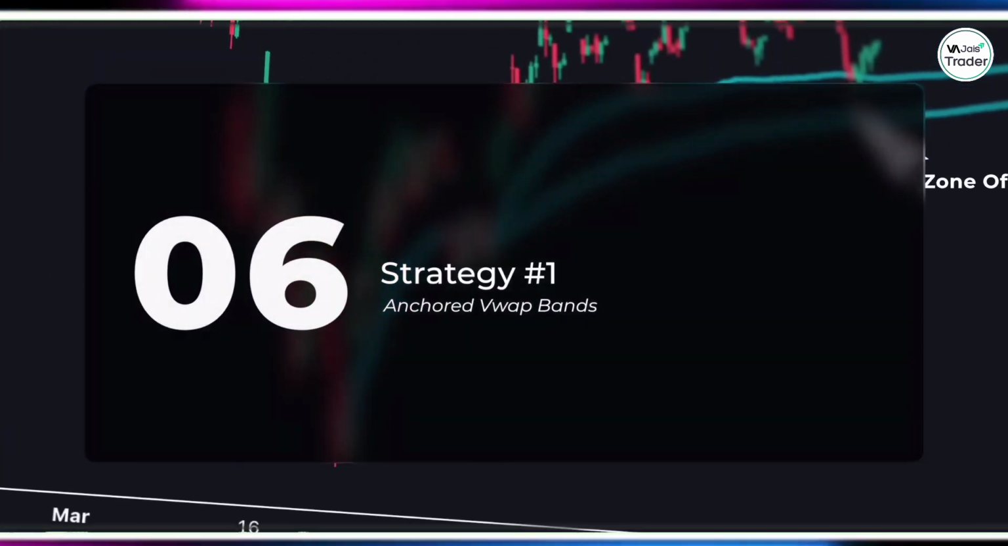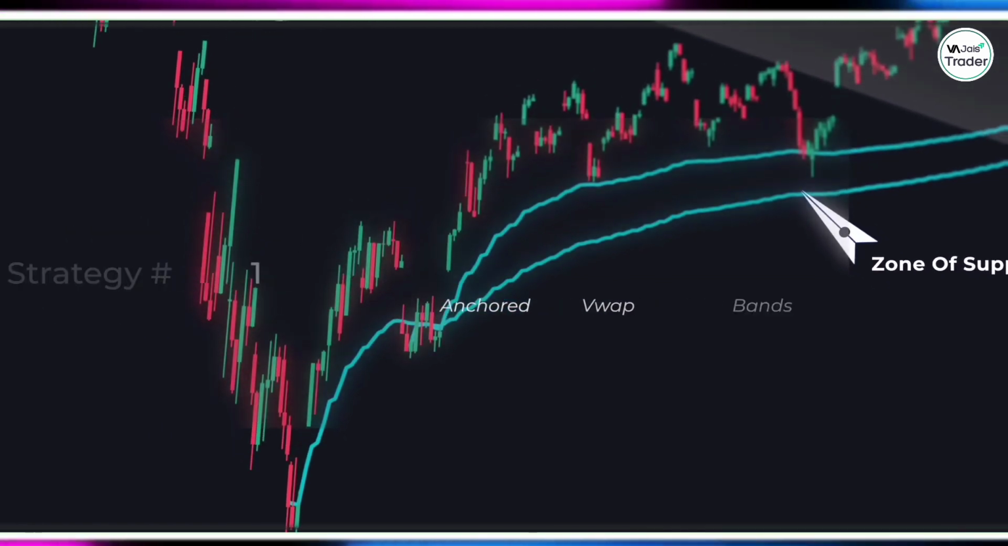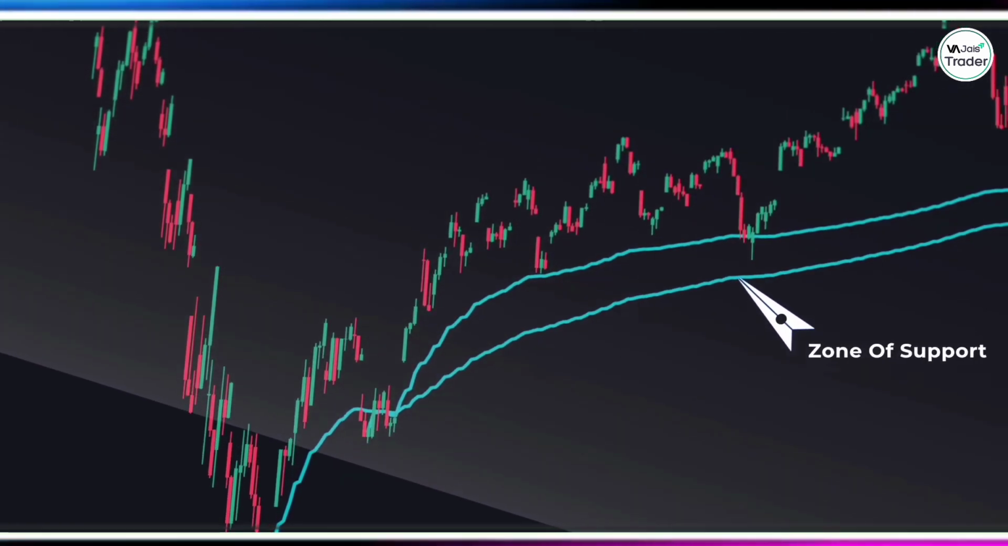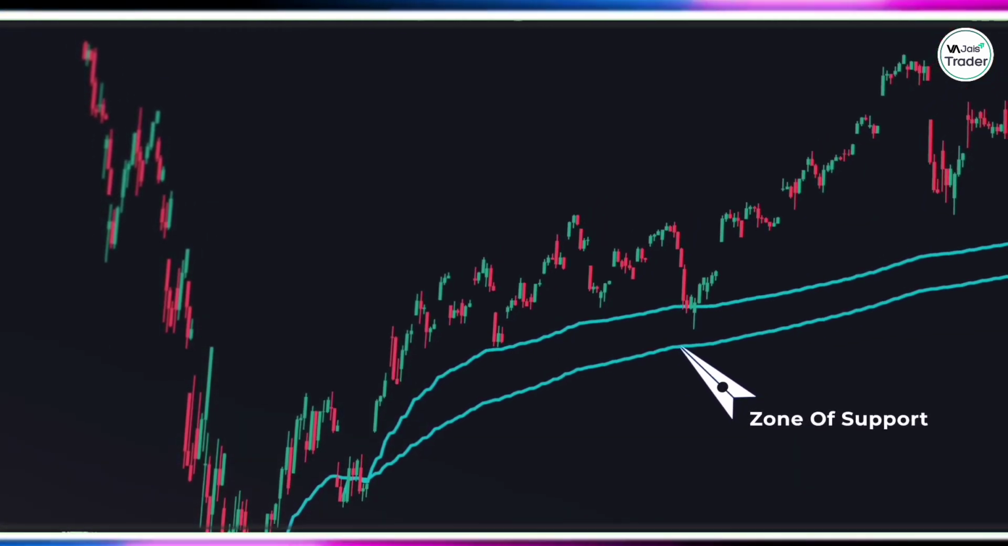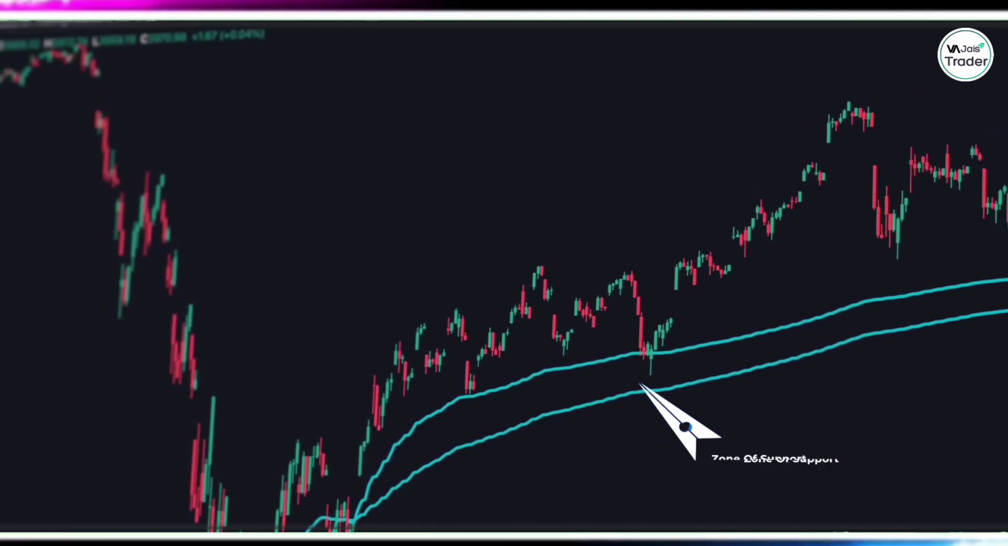Topic 6. Anchored VWAP Bands. The anchored VWAP can also be used as bands to determine a zone of support or resistance instead of a line.